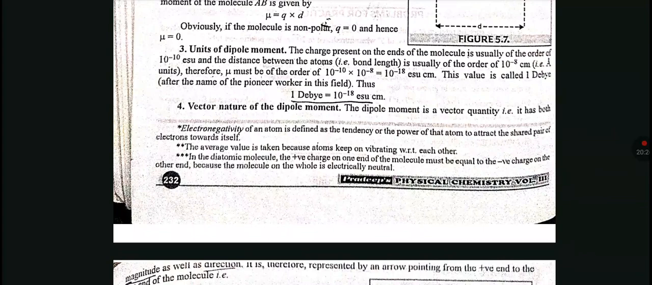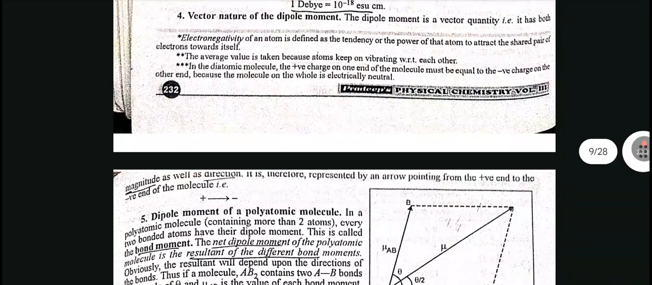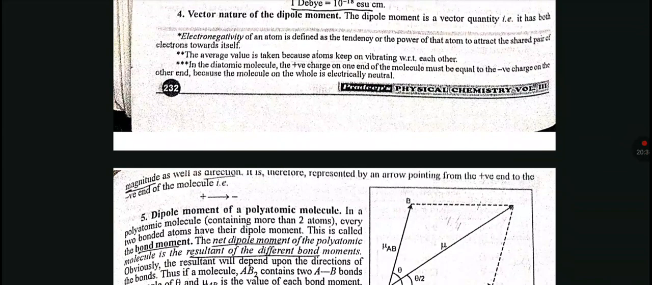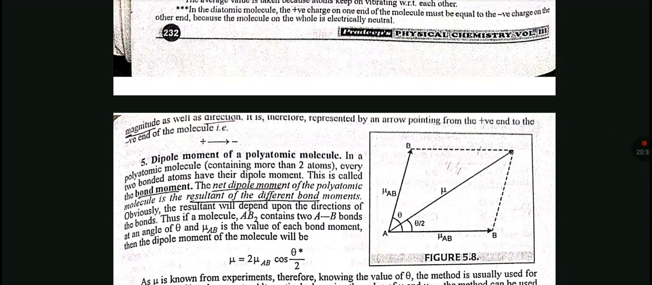Fourth, vector nature of the dipole moment. The dipole moment is a vector quantity, that is, it has both magnitude as well as direction. It is therefore represented by an arrow pointing from the positive end to the negative end of the molecule.